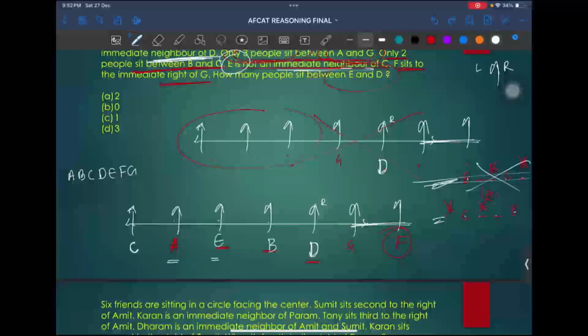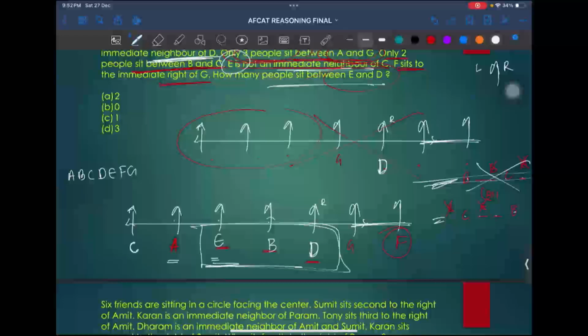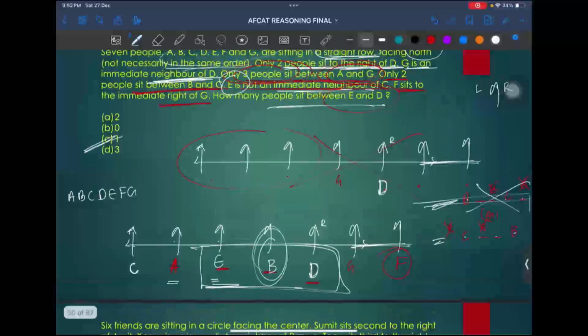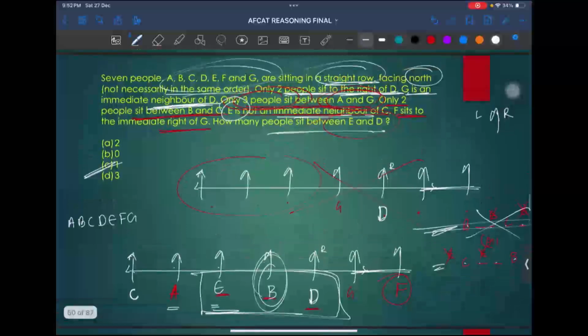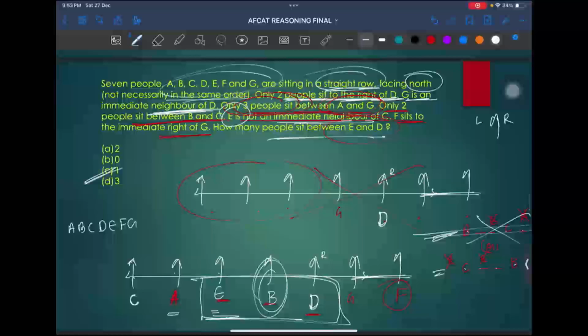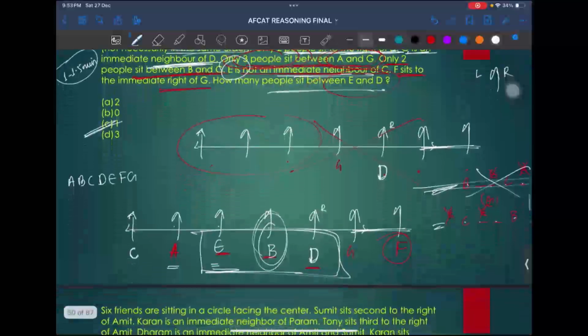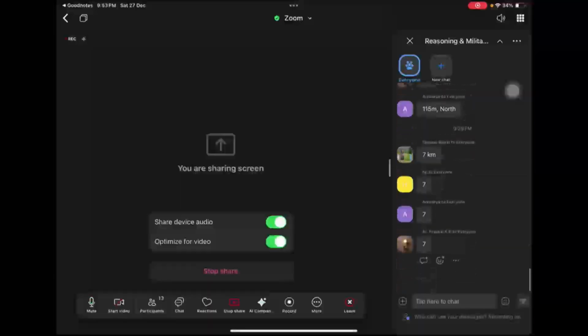CAEBDGF. So question is asking about how many people sit between E and D. How many people will sit between E and D? That is only 1 person. That is B. It is just completely based on trial and error. There is no certain shortcut trick for this kind of question. You can spend 1 to 1.5 minutes of your time while solving this, so that you'll get it easily.